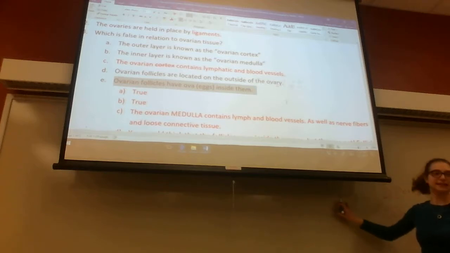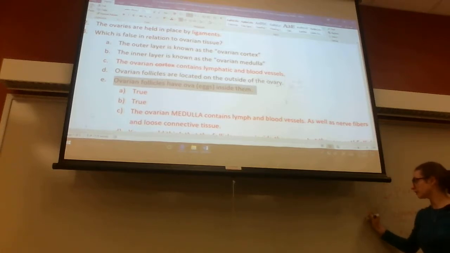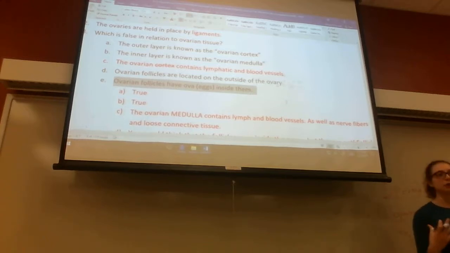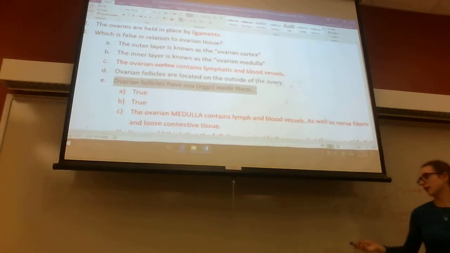So the whole thing is like the egg, okay? This is all a follicle. But the ova is the middle portion, kind of like the egg yolk, the yellow portion of the egg. And this is the part that becomes the baby.